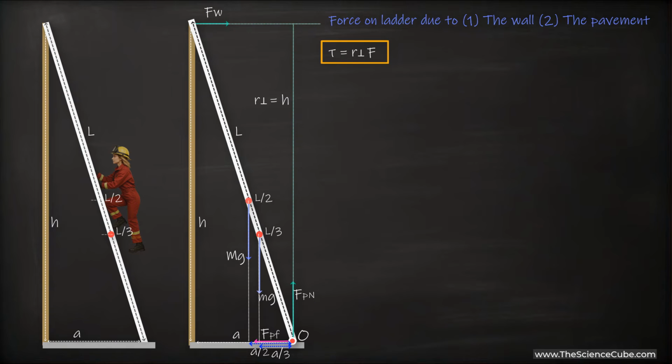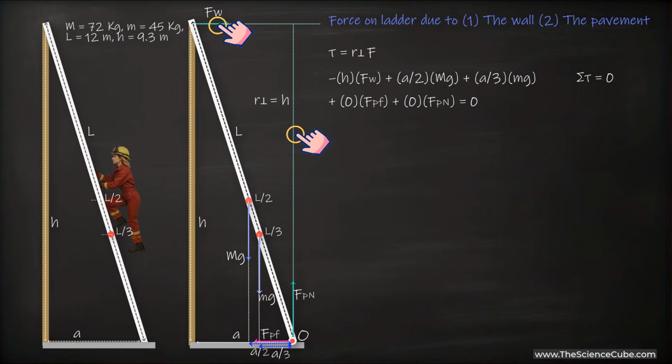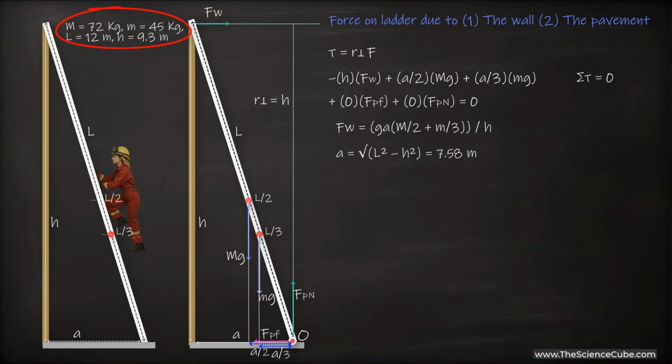So the first balancing equation becomes minus h into Fw plus a by 2 into mg plus a by 3 into mg plus 0 times Fpf plus 0 times Fpn should equal 0. So when you solve for the force due to the wall, we get Fw is equal to a times (m by 2 plus m by 3) g divided by h. And here a is the root of L square minus h square, which when you calculate equals 7.58 meters. And this gives Fw as 407 newtons.